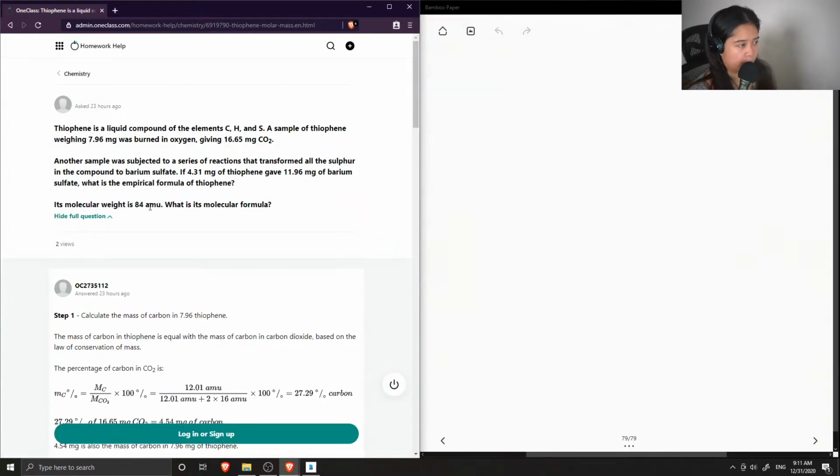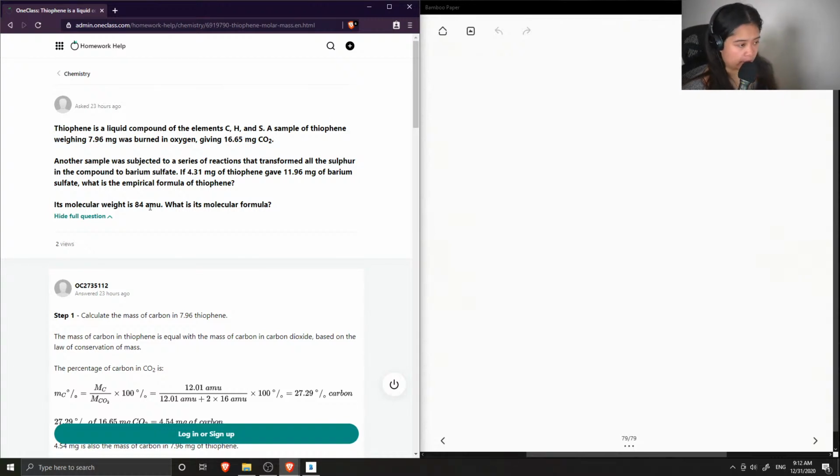Okay, so question number 4. Thiophene is a liquid compound of the elements carbon, hydrogen, and sulfur. A sample of thiophene weighing 7.96 milligrams was burned in oxygen, giving 16.65 milligrams of carbon dioxide. Another sample was subjected to a series of reactions that transformed all the sulfur in the compound to barium sulfate. If 4.31 milligrams of thiophene gave 11.96 milligrams of barium sulfate, what is the empirical formula of thiophene?